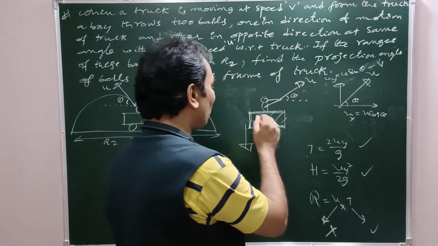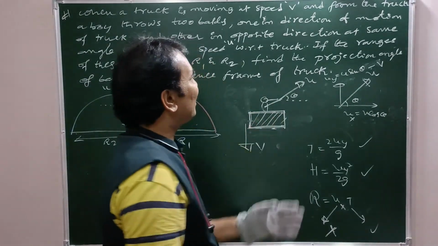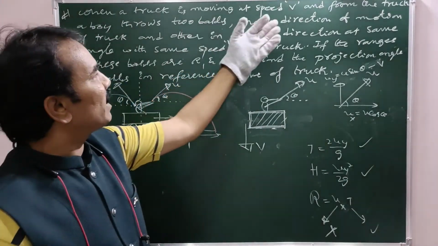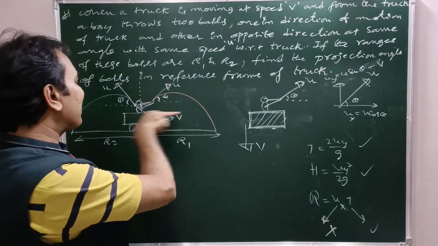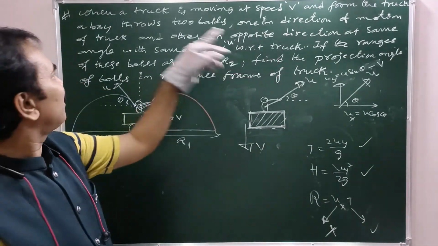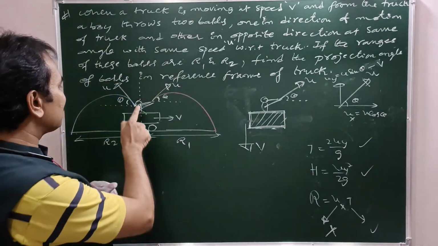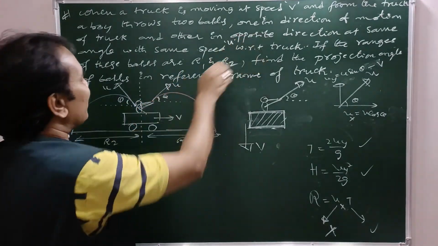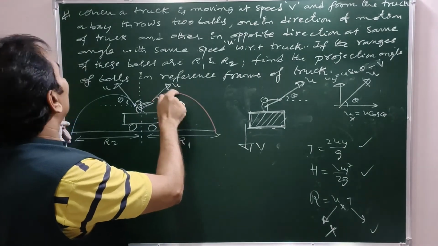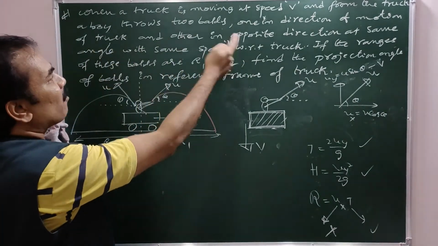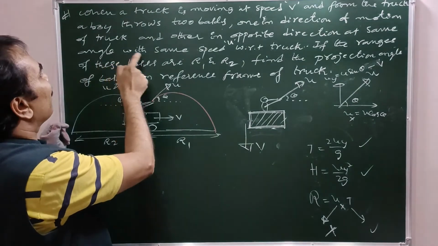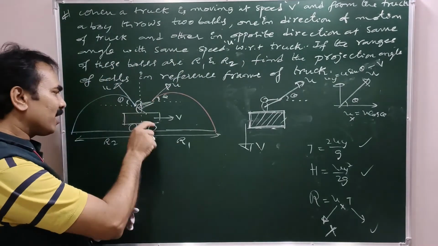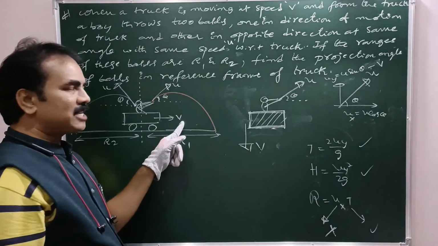Alright? So based on these points, let us examine one numerical. A truck is moving at a speed v, and from the truck a boy throws two balls. One in the direction of motion of the truck and another in the opposite direction, at the same angle with the same speed u with respect to the truck. Here, the truck is moving rightwards with constant speed v.